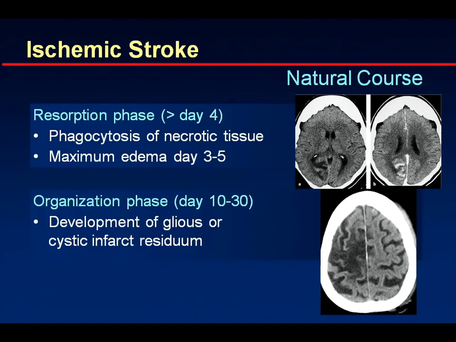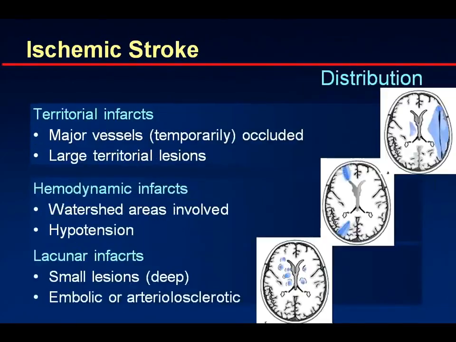In the organization phase, you'll ultimately develop glial scars or cystic infarct residuum, and the classic situation is that where you see very dense cortex and large areas that contain almost nothing. To decide whether something is a territorial infarct, a hemodynamic infarct, or a lacunar infarct, you'd have to look at the shape and the size.